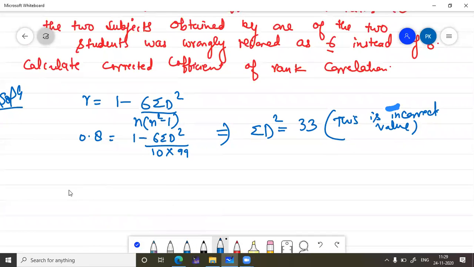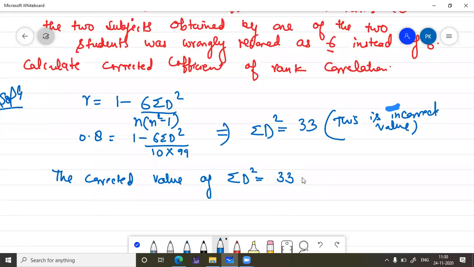So the corrected value of D square is summation of d square is equals to 33 तो आई हमारी evaluate होकर. Now corrected is 8 and subtract the square of wrongly recorded value. So this is the corrected value of summation d square and we will get value is 61 here.